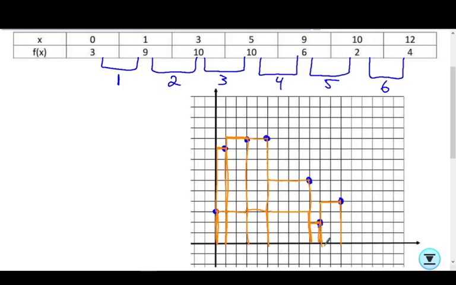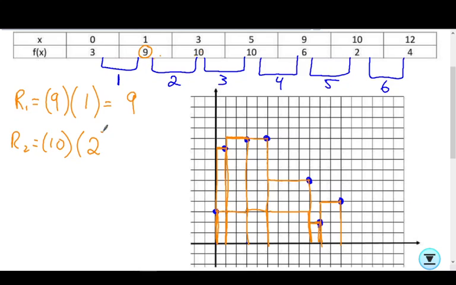So for my first rectangle, rectangle 1, what is my height? My height comes from the right side. So rectangle 1, the height is 9. What's the length of my base? From 0 to 1, that's 1. So my first area is 9. Rectangle 2 comes from the right side, 1 to 3. So rectangle 2, the height is 10. But this width is different. This width is 2, because from here to here, this is 2.